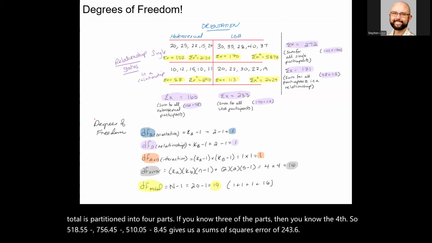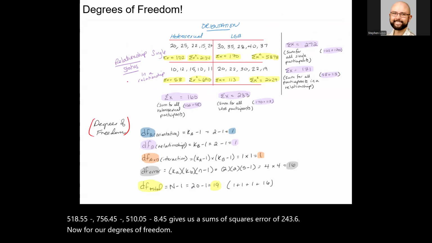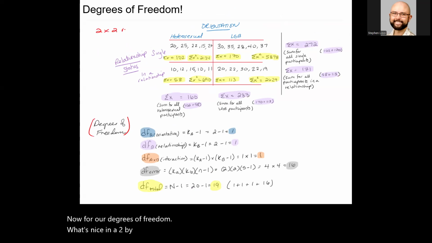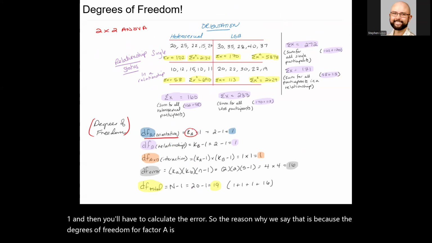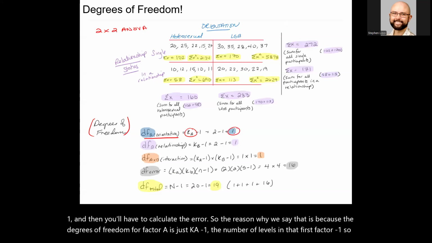Now for our degrees of freedom. What's nice in a 2x2 ANOVA is that all of your main effects and your interactions are going to have a degree of freedom of 1. And then you'll have to calculate the error. The reason why we say that is because the degrees of freedom for factor A is just Ka minus 1. The number of levels in that first factor minus 1. So 2 minus 1 is 1.